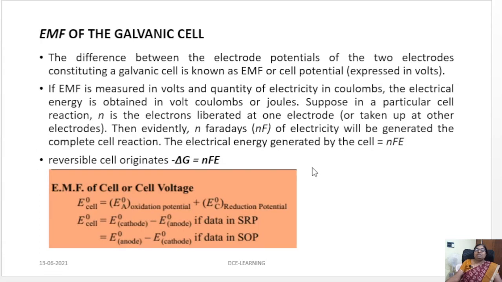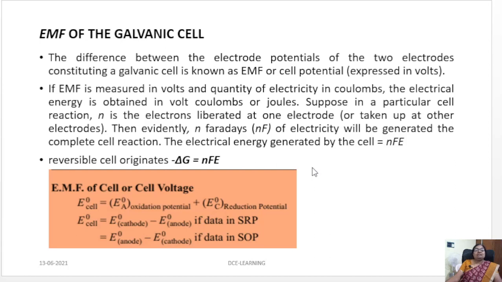First, we will learn about the EMF of the galvanic cell. In the previous session, we already discussed the meaning of EMF of a cell. The EMF is the difference between the electrode potentials of the two electrodes constituting a galvanic cell. It is known as EMF or cell potential, and it is usually expressed in volts.